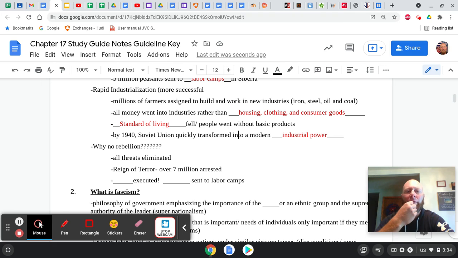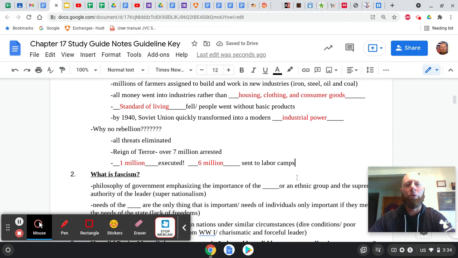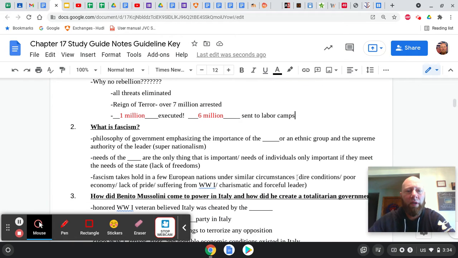If life sucked in the Soviet Union, then why no rebellion? Why didn't the people fight back? Well, as with all dictatorships, as we'll see, all threats are eliminated. Any opposition is eliminated. People who are dissidents, who are against the dictator, they disappear. This time period in the Soviet Union is called the Reign of Terror, where over 7 million people were arrested. A million of them were executed, and 6 million were sent to labor camps. Not good to be in the Soviet Union during the late 1920s and 1930s.